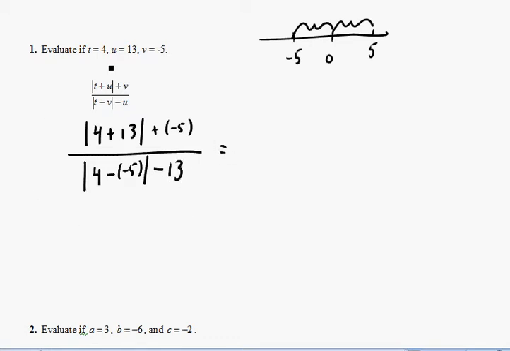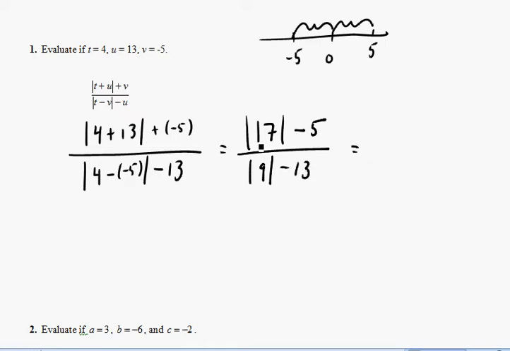So, when we evaluate this expression, let's remember to follow the order of operations. Now, the first thing that I will do is what's inside of these absolute value symbols. So, for instance, 4 plus 13 is 17. So the absolute value of 17, recall that adding a negative is the same thing as subtracting. And recall that subtracting a negative is the same thing as adding. So here we have 4 plus 5, which is 9.